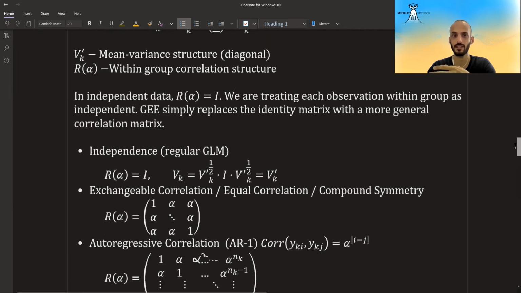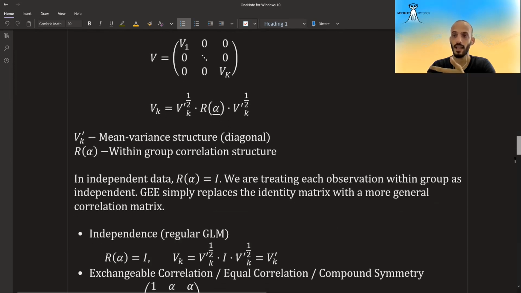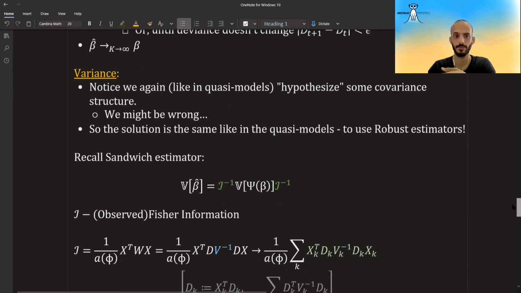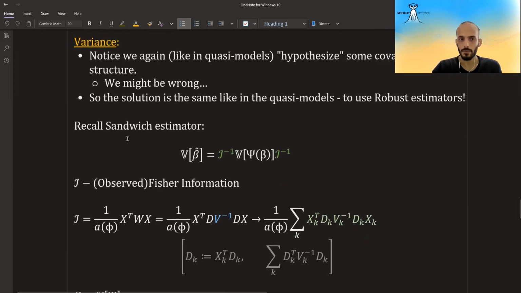This is the covariance matrix that we are putting in the likelihood equations. And it could be right and everything is okay, but again, we might be wrong. So the solution is to do the same as we did in the quasi models, which is to use the robust sandwich estimators. I won't go over what we did in the quasi video, you can check it out, but just in short, we are using Taylor expansion, and then we are looking at the variance of the betas, and we got that it's equal to the inverse Fisher information matrix times the variance of the score function times the inverse information matrix. And I stands for the observed Fisher information matrix here.